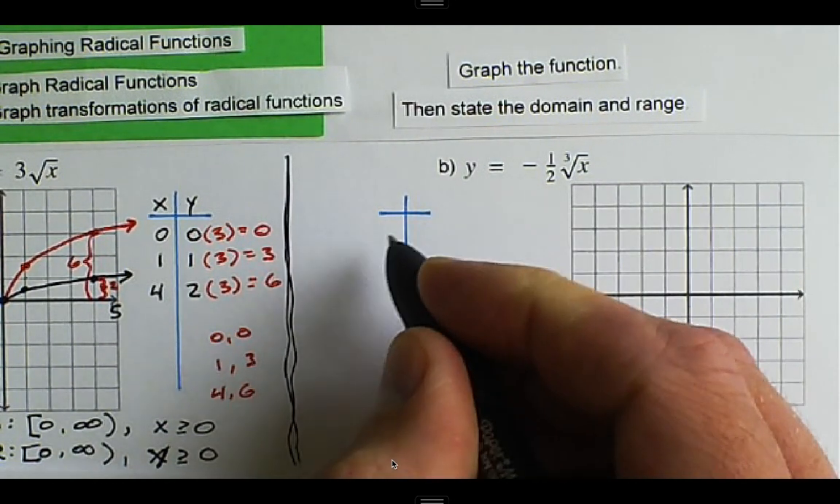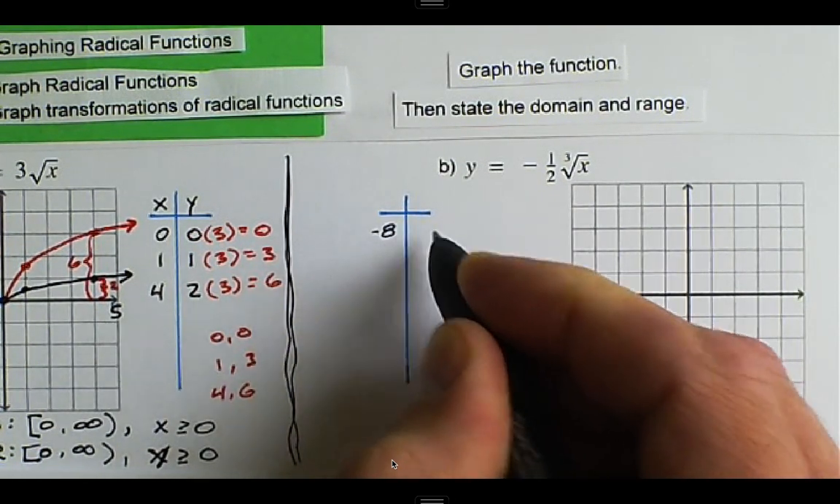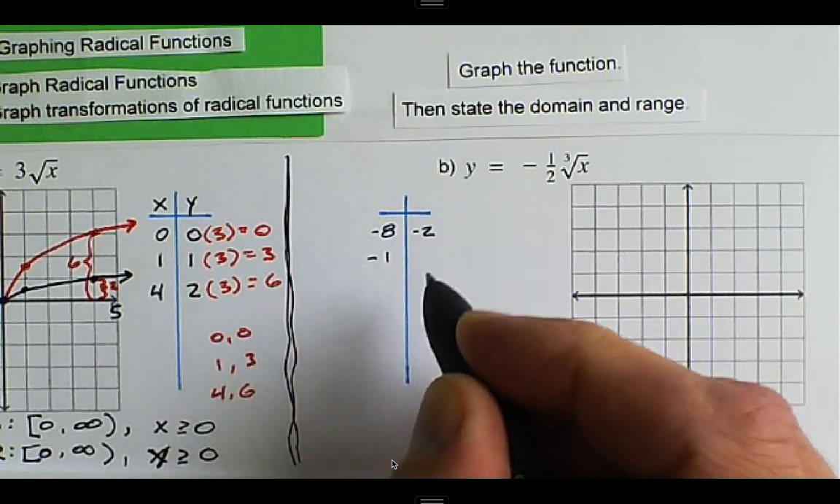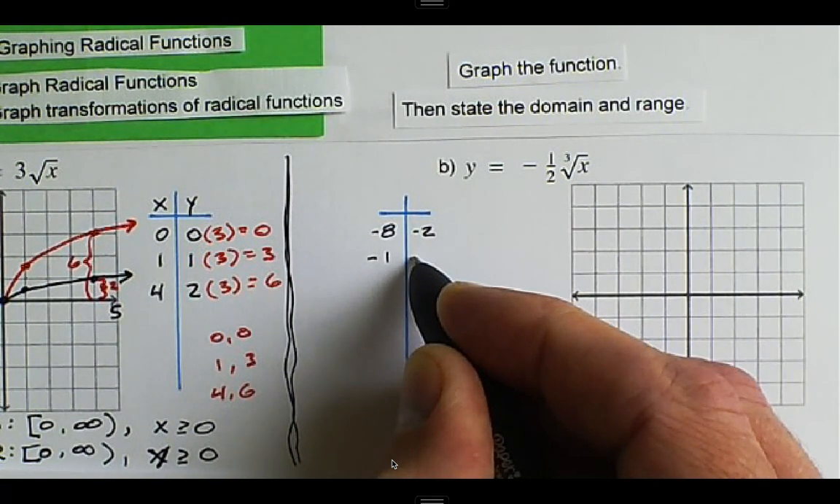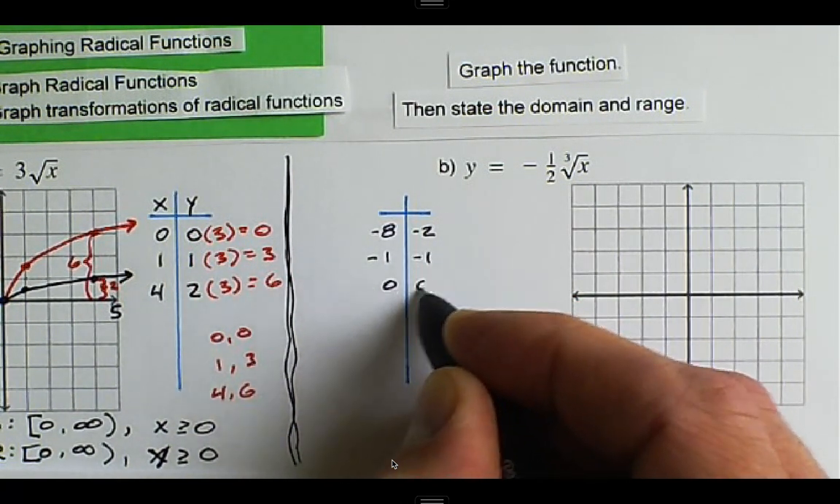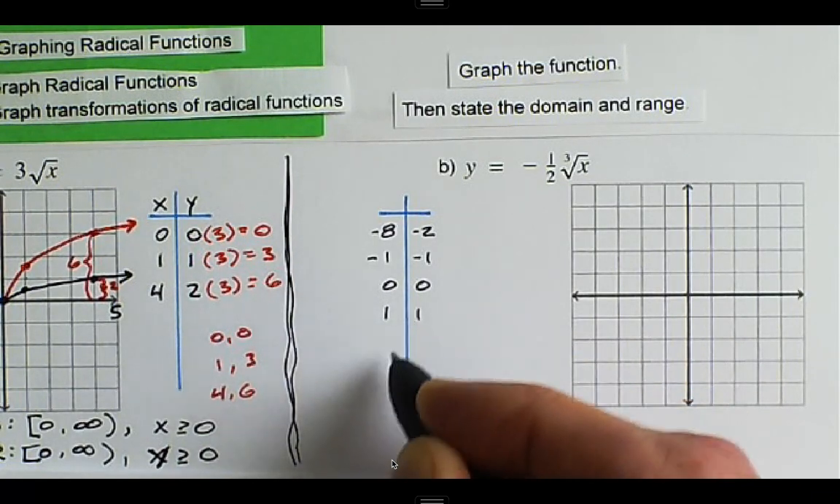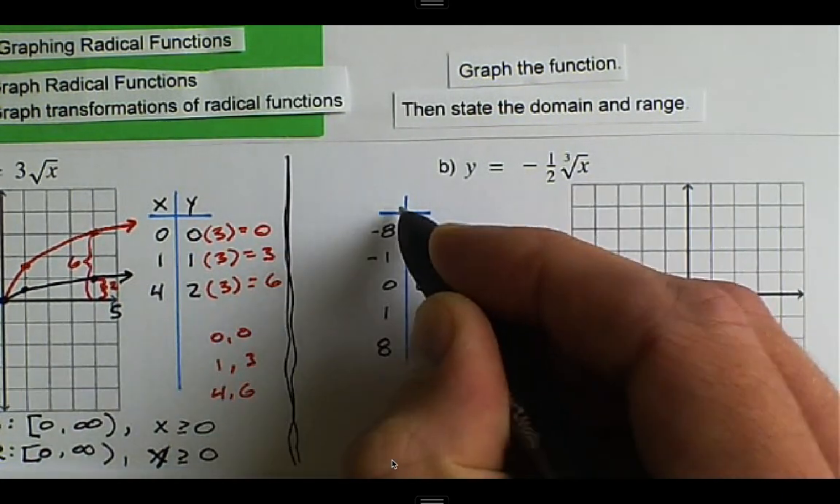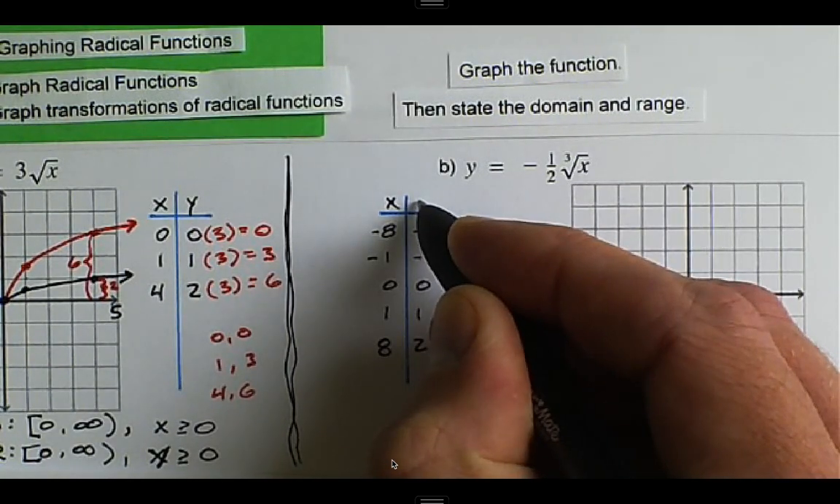I'm going to start with -8 because I know the cube root of -8 is -2. And then the next one is -1. The cube root of -1 is -1. The cube root of 0 is 0. The cube root of 1 is 1. And the cube root of 8 is 2. So that's the parent function.